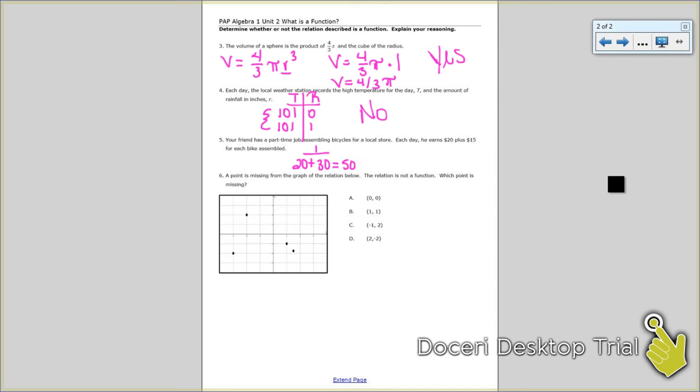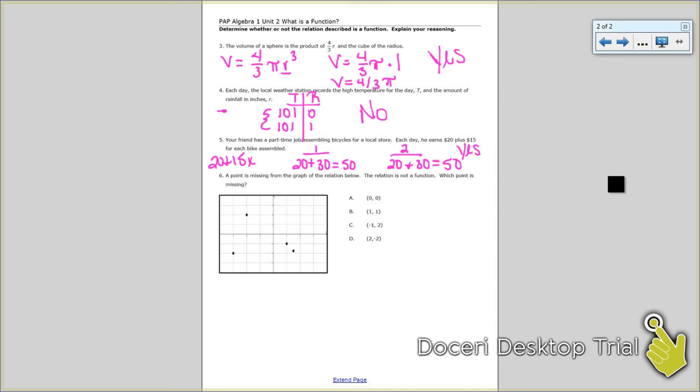In order for this to not be a function, on day 2, if he made 2 bikes, he would have to make a different amount. So let's see. On day 2, he made $20. He built 2 bikes. 15 times 2 is 30. That's still going to be $50. As long as my equation remains the same, 20 plus 15x, I'm always going to have a function, because there's no way I can plug in the same number and get a different answer. So if it's an equation, you're going to have a function.